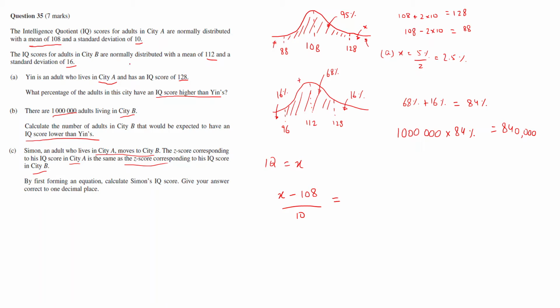So for city B, the Z score would be X minus 112, which is the mean, divided by standard deviation, which is 16. Now you play around with this and solve this, and you will get X equal to 101.3. So that would be our answer.